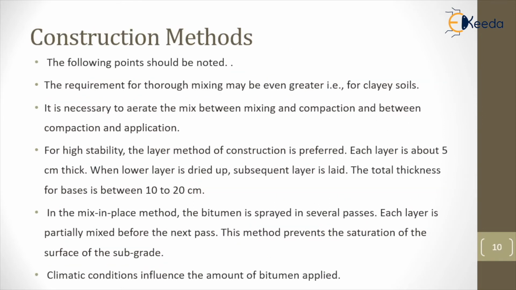So the construction method for bituminous stabilization. Here, it is necessary to aerate the mix between the mixing and compaction and between the compaction and application. To obtain a highly stable pavement, the layering method is adopted. Each layer is about 5 cm thick. When one layer is dried out, the subsequent layer is laid over it. The total thickness can be about 10 to 20 cm.